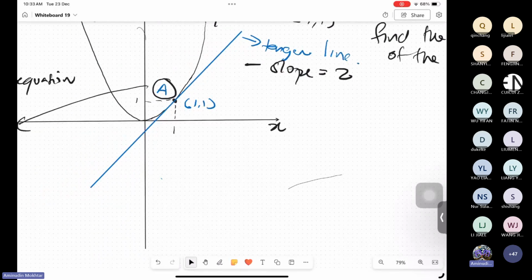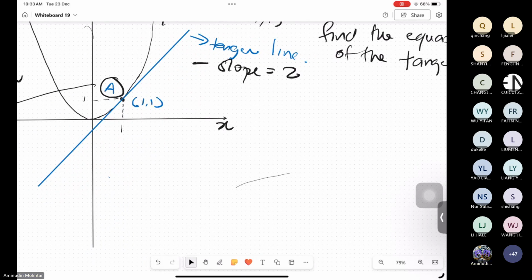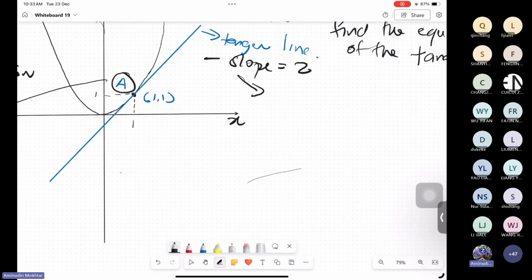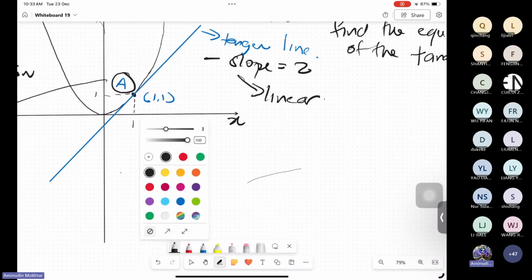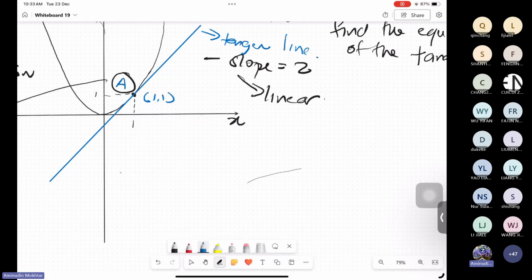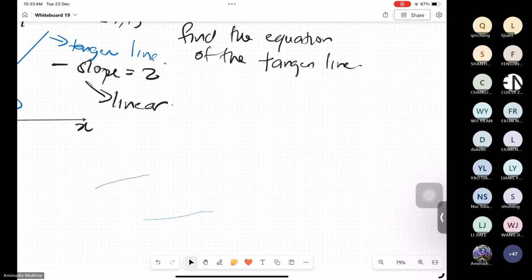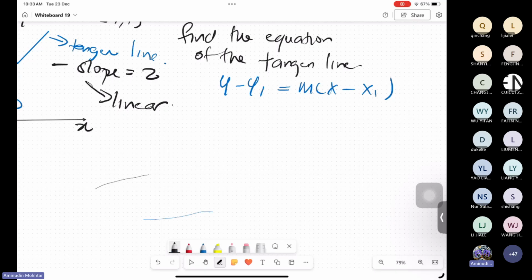As you can see here, the tangent line is a straight line. It's a linear line. So in other words, to find the equation of the tangent line, we can use the formula for a linear equation. I hope you still remember this formula: y minus y1 equal to m times x minus x1. That is the formula.